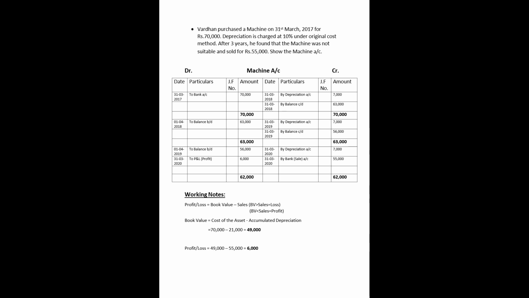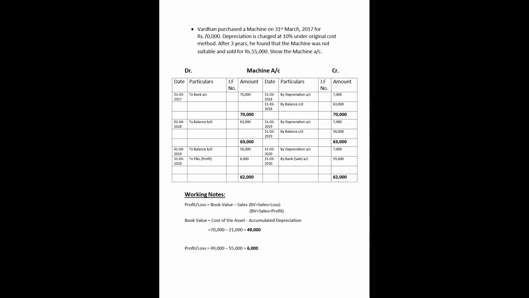Now we want to know whether we got profit or loss on the sale of asset. For that there is a formula, book value minus sales. So for book value we need to calculate, the formula will be cost of the asset minus accumulated depreciation. Book cost of the asset will be 70,000. Accumulated depreciation means 7,000 is the depreciation amount per year. So 7,000 into 3 years, since we have calculated the depreciation for 3 years.